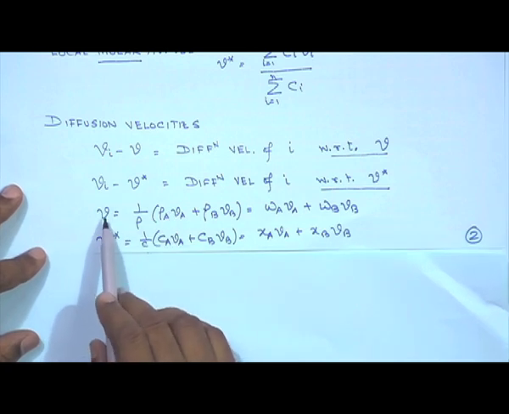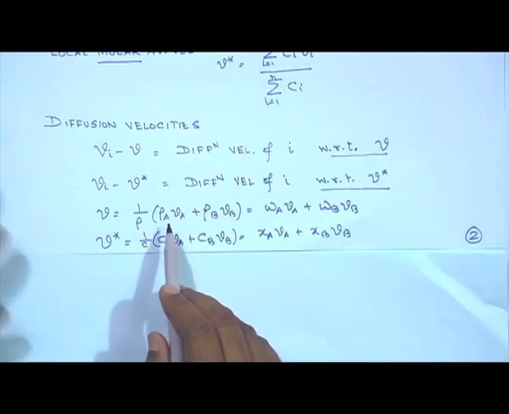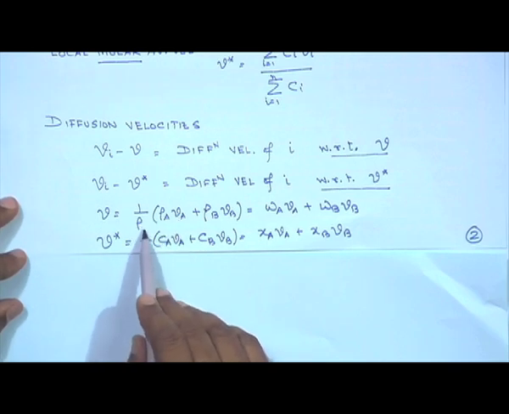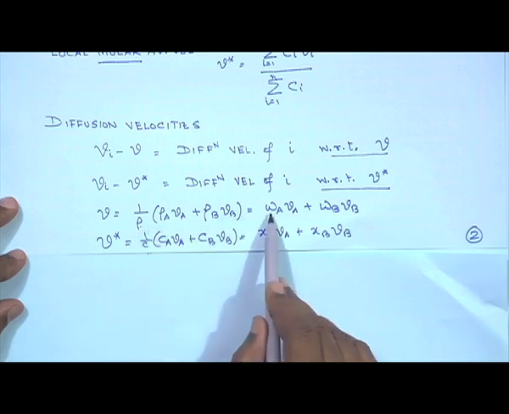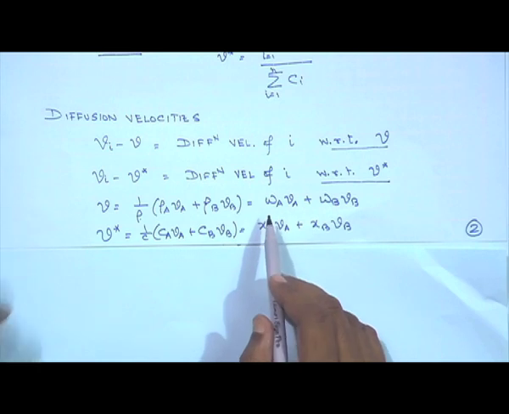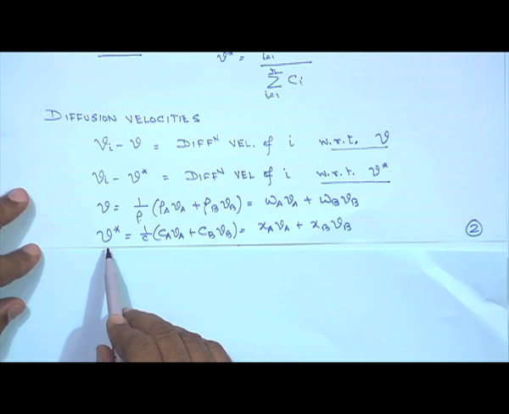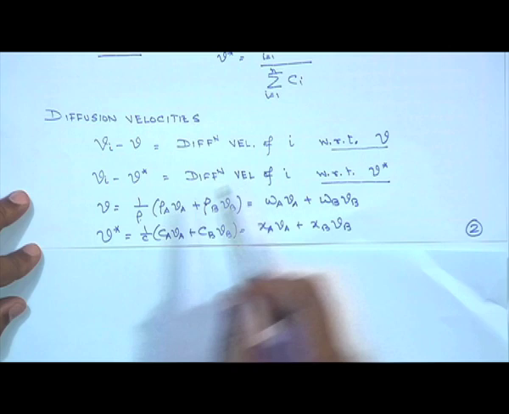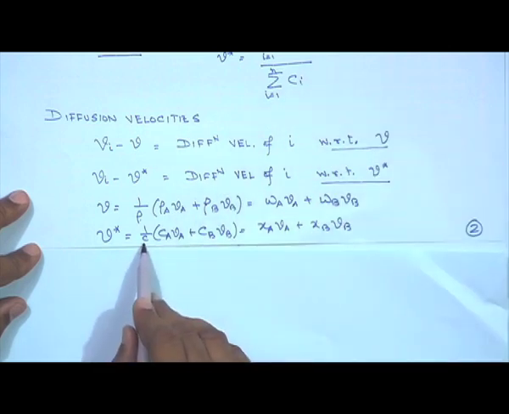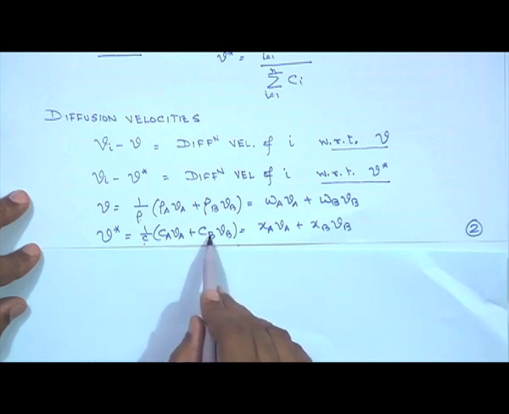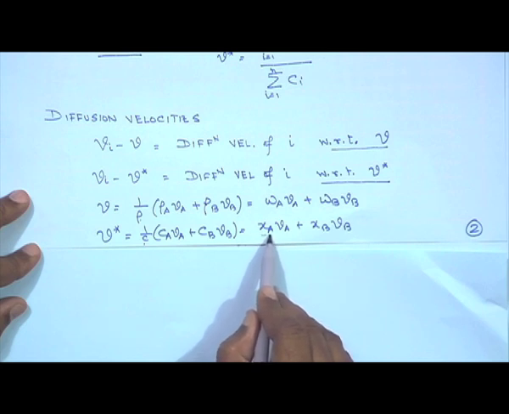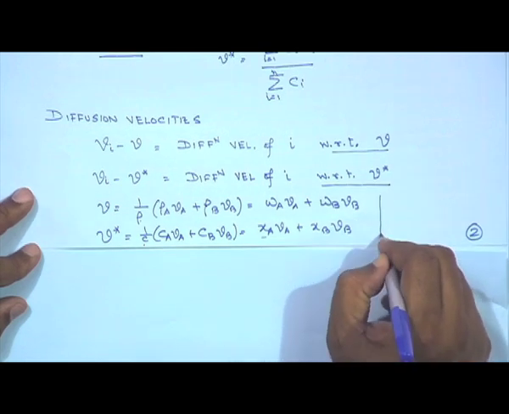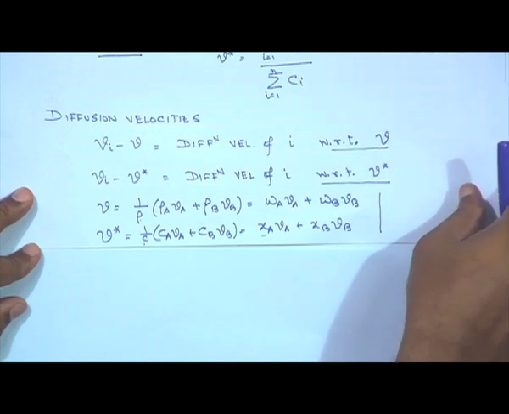And this velocity V, if you expand it, it's simply going to be 1 by rho times rho A Va plus rho B Vb, in which if you take the ratio of rho A by rho, it's simply going to be the weight fraction of component A. And similarly V star, which is the local molar average velocity, if you expand this, it's simply going to be 1 by total concentration C times molar concentration of A, molar concentration of B, and the velocities of A and B, and Ca by C is nothing but the mole fraction of component A and mole fraction of component B. So these two relations directly follow from the definition of the mass average velocity or the molar average velocity.